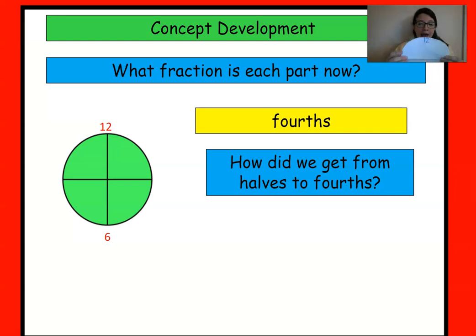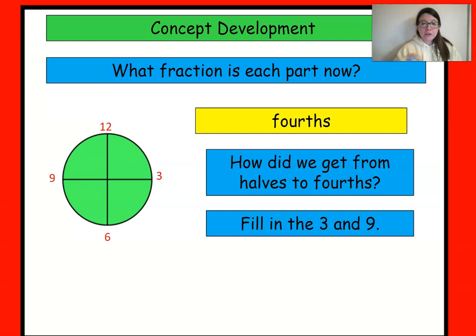How did we get our half? So here is our half. We had a half. How did we get it into fourths? Your next step is going to be to fill in the 3 and the 9. That's going to separate our clock into our fourths. All of those numbers are on the lines. So 12, 3, 6, 9. Awesome.